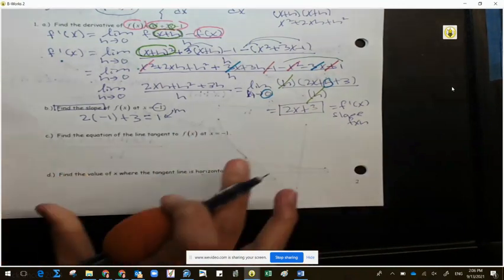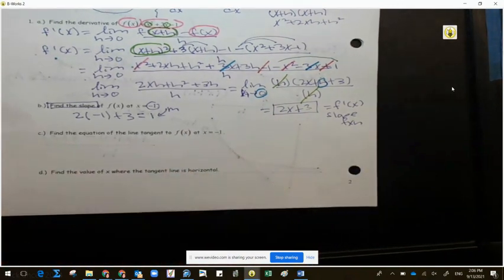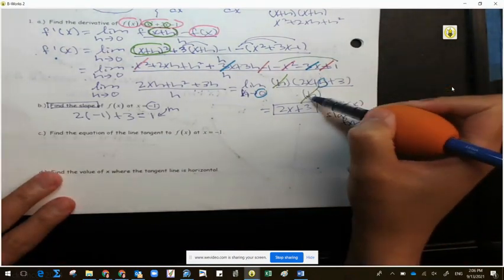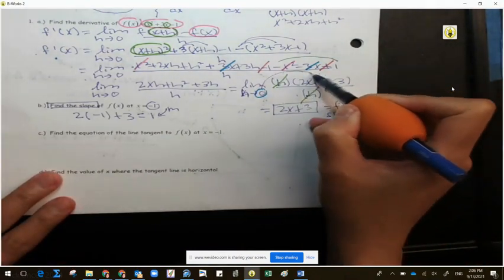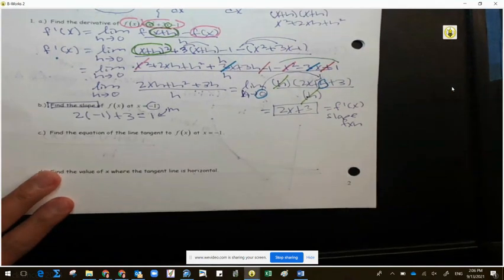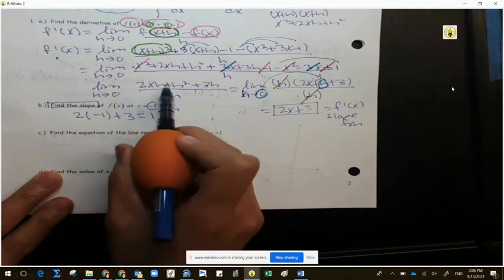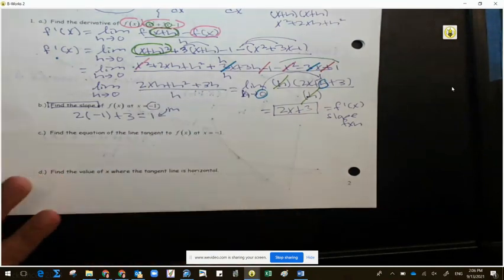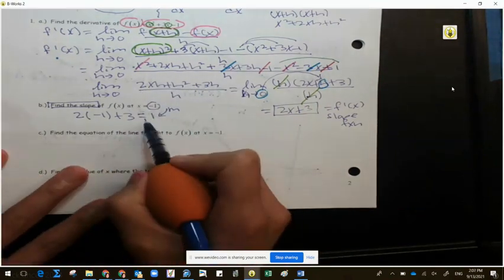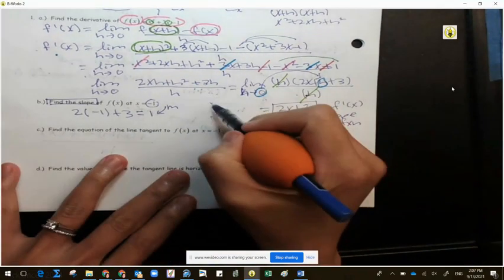Can you only have two h's on the last step? On the last step, I eliminate these two. And then what I did was I plugged in 0 into this h right here. What about this one? I factored out the h. Between this set, this, and then my third, I took out the h. So let's see what this basically means.